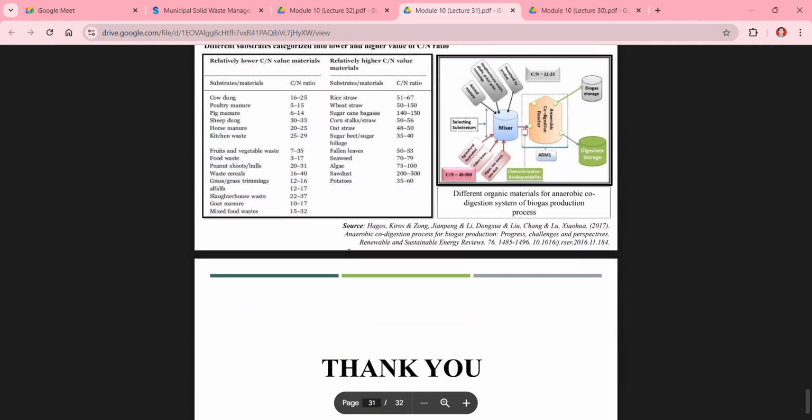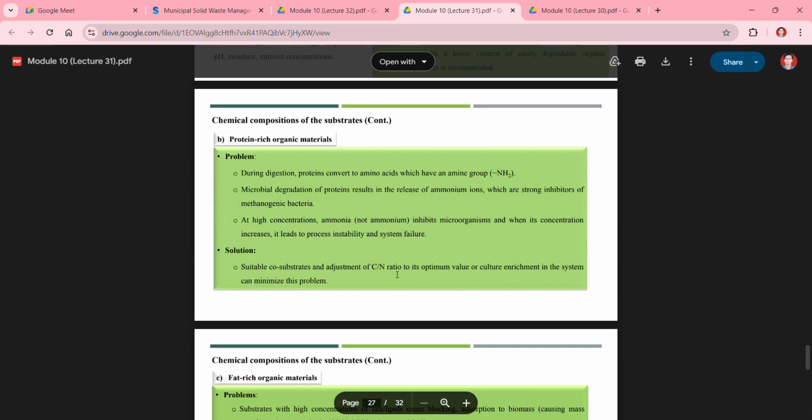So now we will go with some question and answers. So first question is, why is pre-treatment done for a substrate in the anaerobic digestion process?